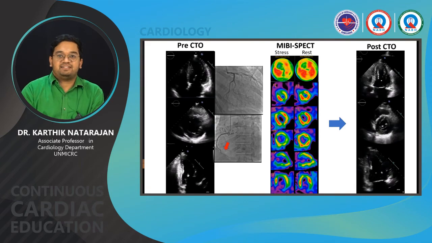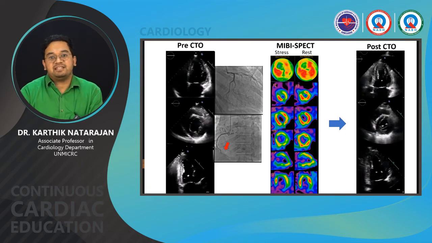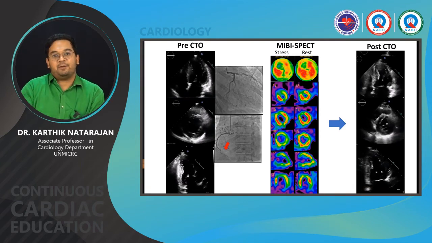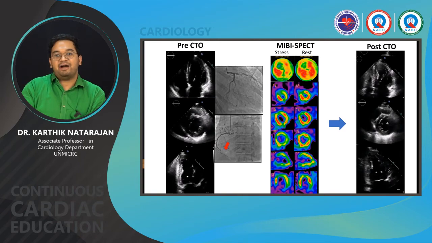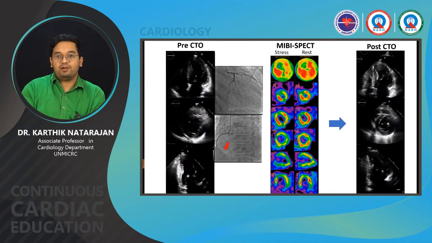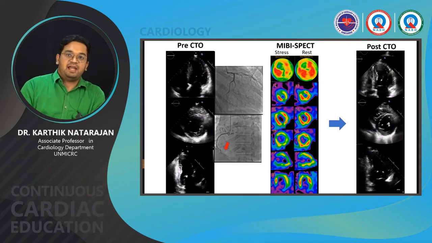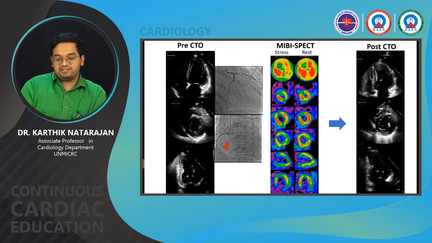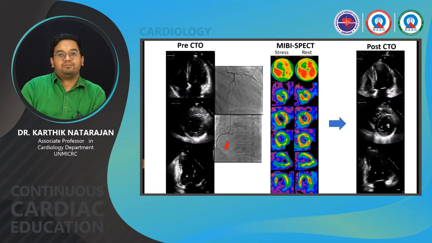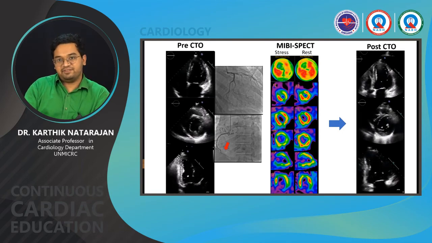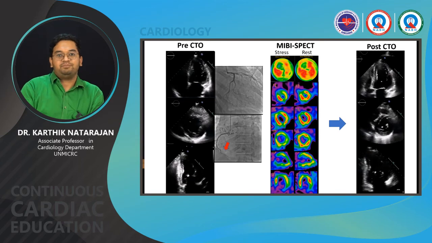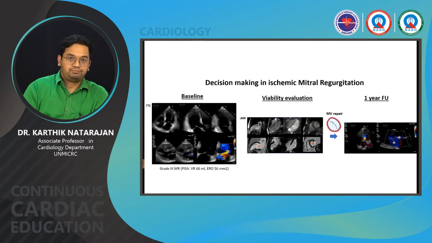The patient underwent a SPECT scan, in which you can see that at rest there is a normal tracer uptake in the inferior territory and there is mild stress-induced ischemia in the inferior wall. So the patient underwent a successful CTO recanalization, and post CTO you can see that the inferior wall hypokinesia is gone and the patient is doing well.